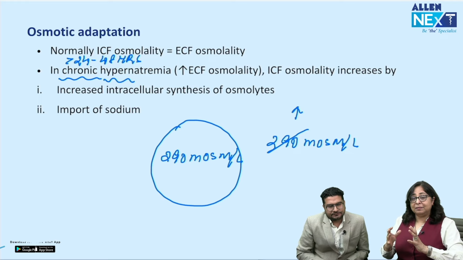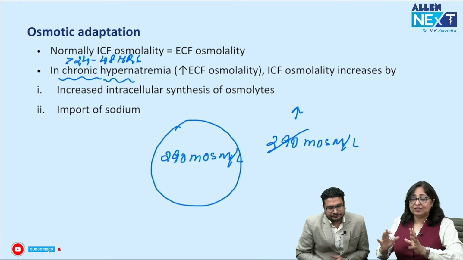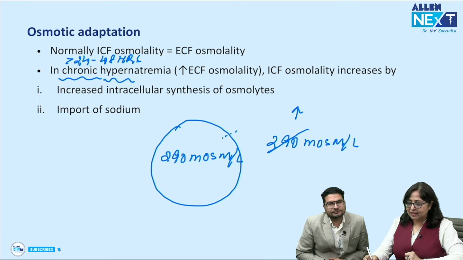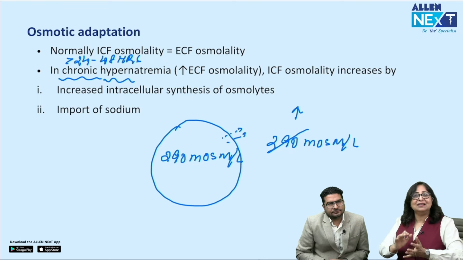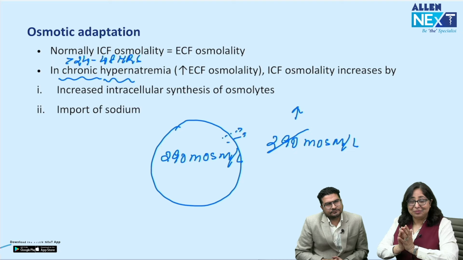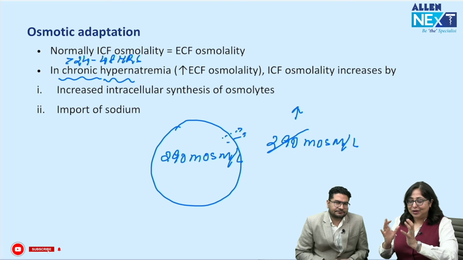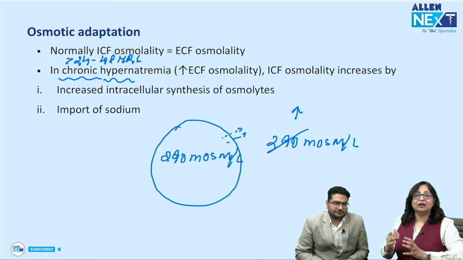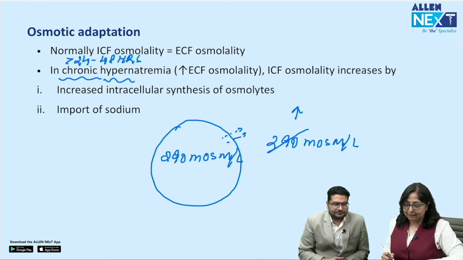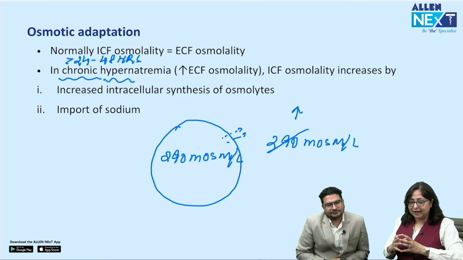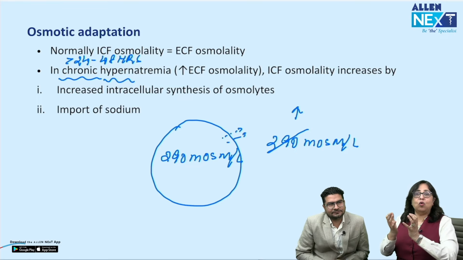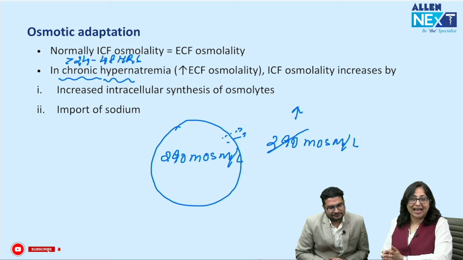Now, if there is no osmotic adaptation, there is a tendency of water to move from inside to outside the cell. To prevent that, especially the brain cells are smart, right? So brain cells undergo something known as osmotic adaptation. So what is this osmotic adaptation? They will increase their own intracellular osmolality.